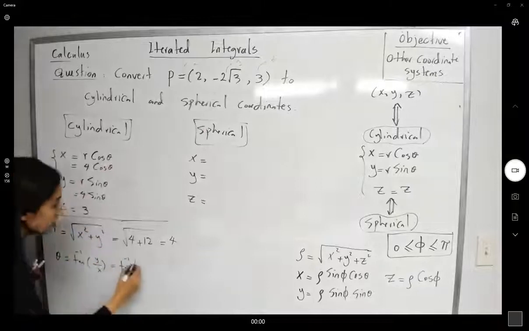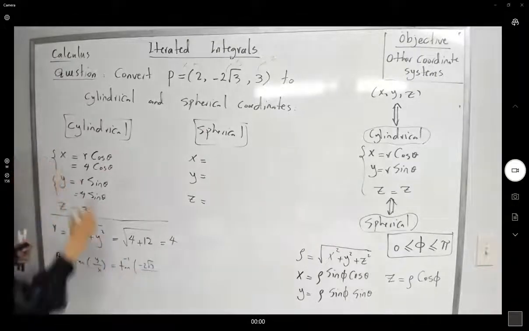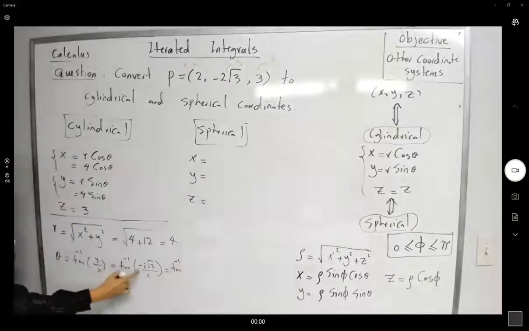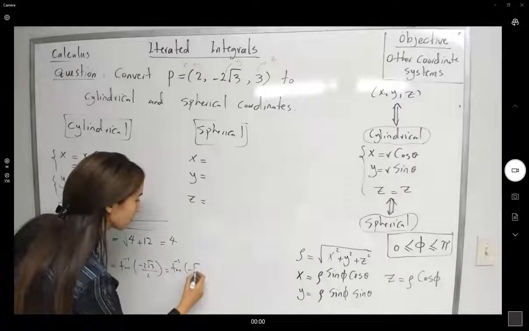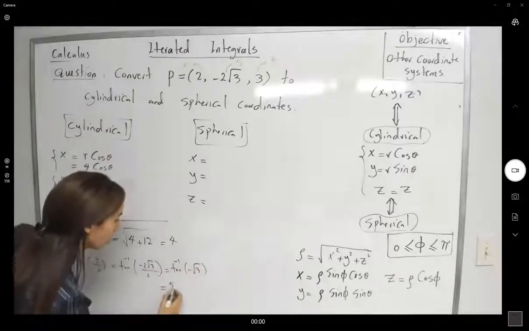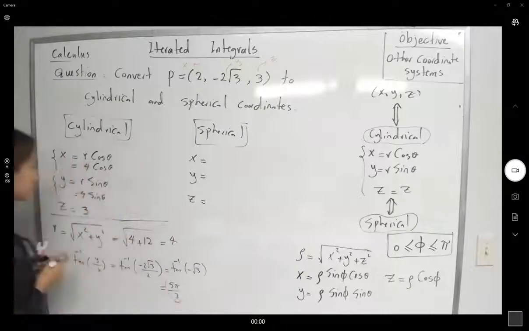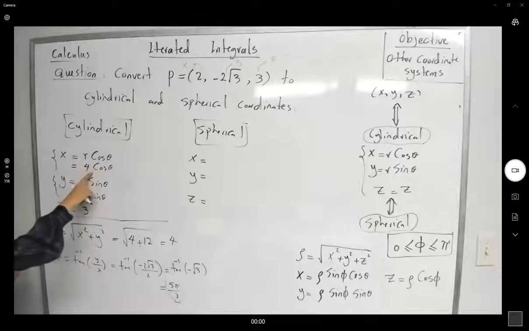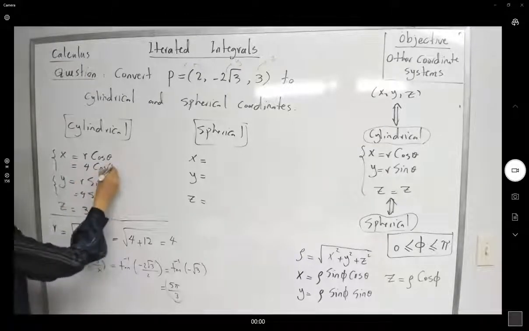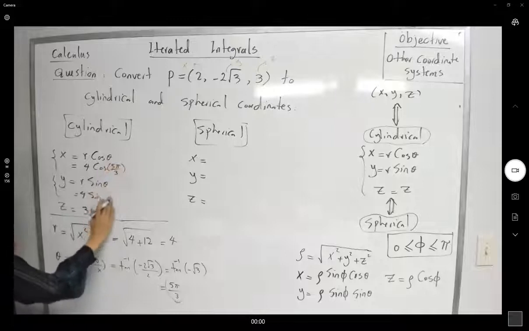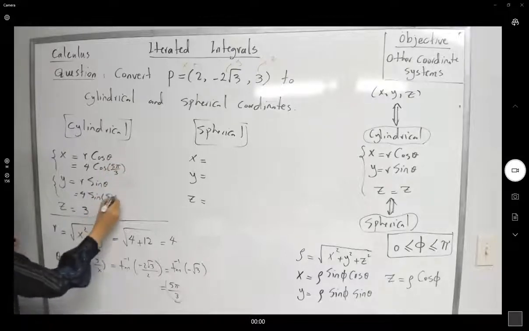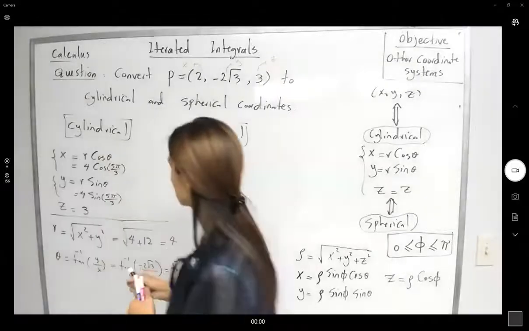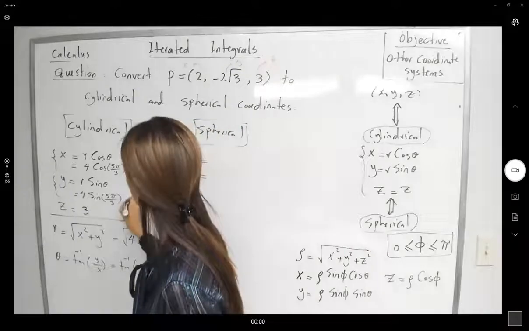-2 square root of 3 divided by 2, which is inverse tangent of negative square root of 3, which is 5 pi over 3. So what I have so far, I have r, which is 4 cosine of 5 pi over 3 and sine of 5 pi over 3. Then we continue doing the calculation.